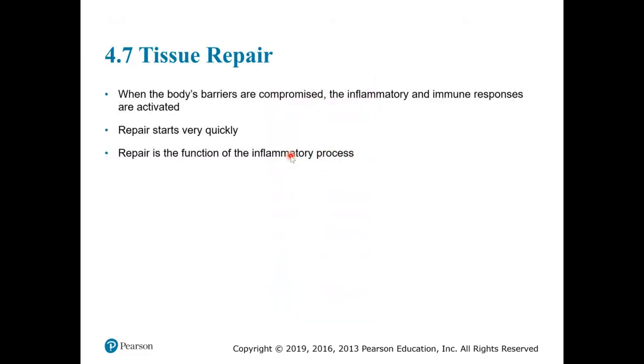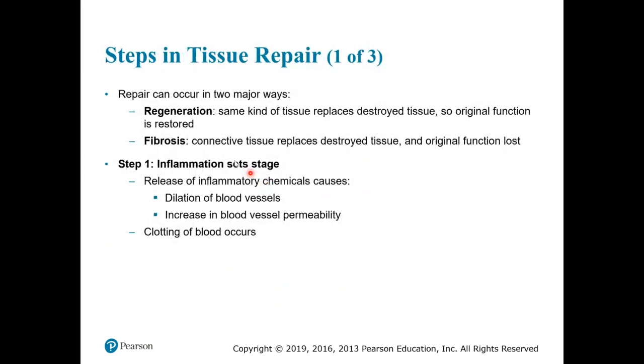So let's take a brief moment to talk about repair. When the body's barriers are compromised, when there's an injury, both the inflammatory and immune responses are activated, and then just like any other breach in a safety barrier, we want to get repair started as quickly as possible. So repair can happen in two ways. Regeneration means we just make more of the same tissue that was injured. And in that case, whatever the original function is restored, and that tissue will just go back to acting just like it was eventually.